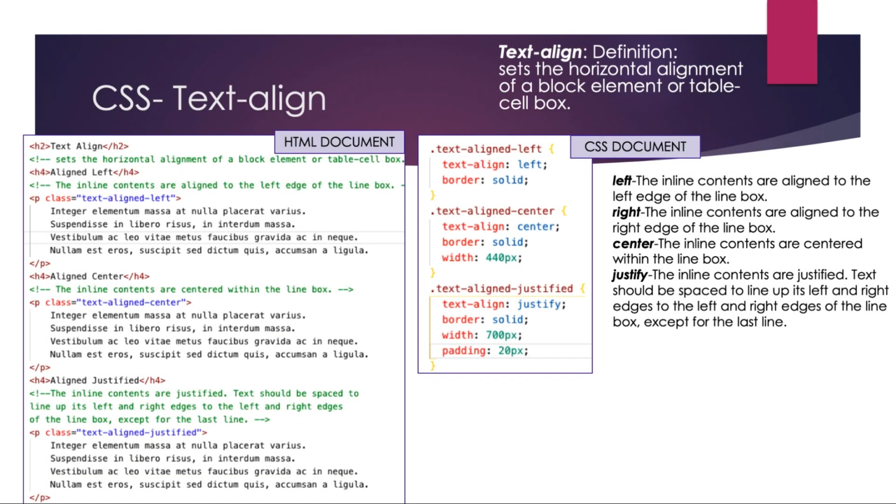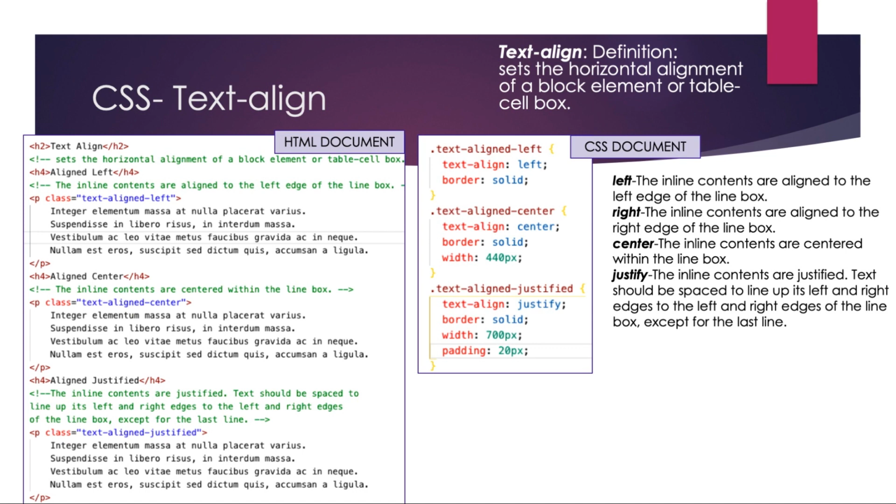Now we'll move into aligning our text. The definition of the text-align property is it sets the horizontal alignment of a block element or table cell box. So once again, we're not in inline, we're in block elements. And I'm using paragraph tags because that is of type block. On the left-hand side, I have my HTML document. On the right-hand side, I have my CSS document.